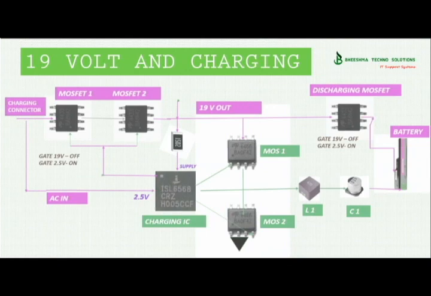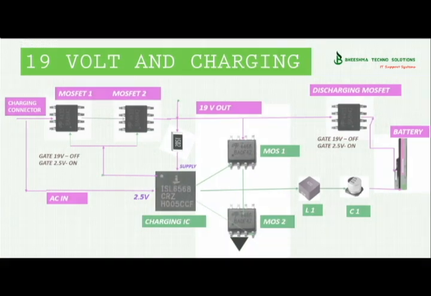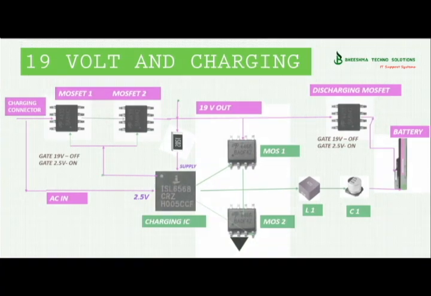If the charging IC senses that the adapter is plugged in, it supplies the gate signals to the two P-channel MOSFETs. After getting the gate signals, the two P-channel MOSFETs pass the voltages and we will get the 19 volt across this resistor. This is the first voltage generated in the power on sequence.